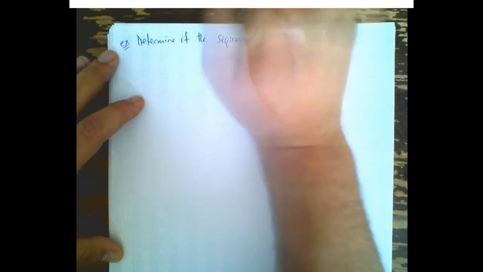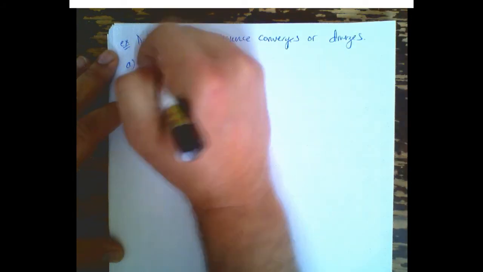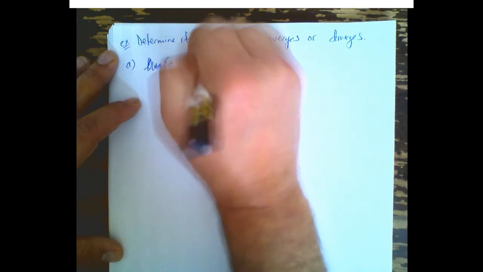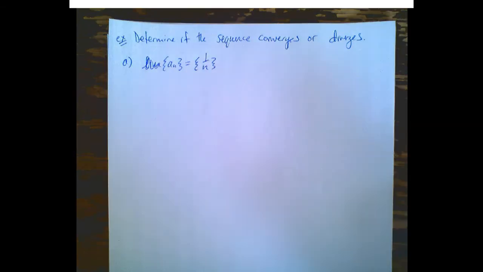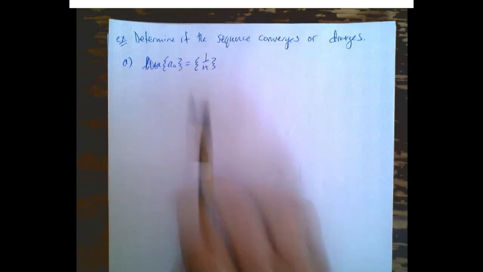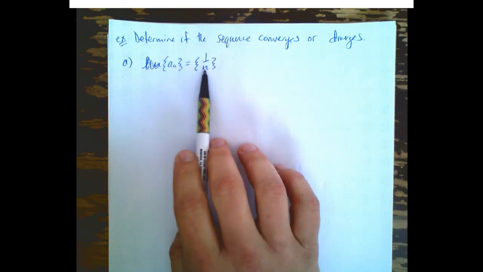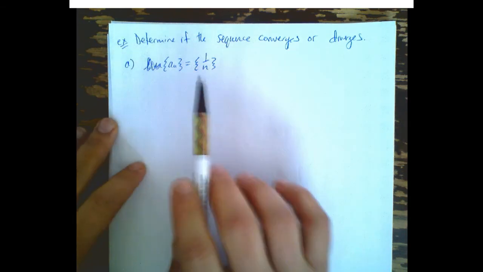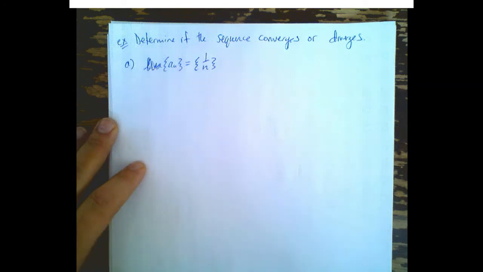So determine if the sequence converges or diverges. So here the sequence is 1 over n. Alright, so to determine whether this converges or diverges, we need to check that limit. We need to check to see if that limit approaches some value or goes to infinity or just bounces back and forth between some values. So let's check the limit.